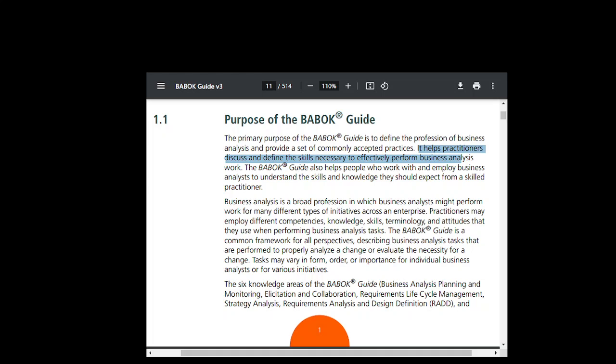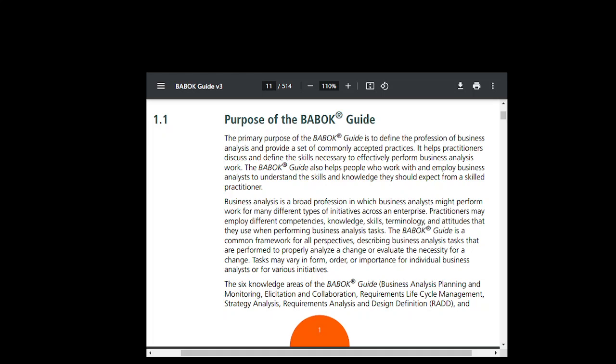The BABOK Guide also helps people who work with and employ business analysts to understand the skills and knowledge they should expect from a skilled practitioner. Oh, this is good. So now it guides you, as someone who employs business analysts, to know what to expect from your employees who work as business analysts.